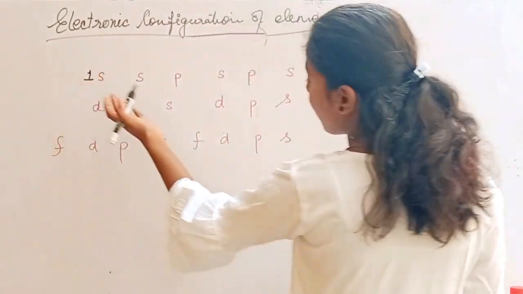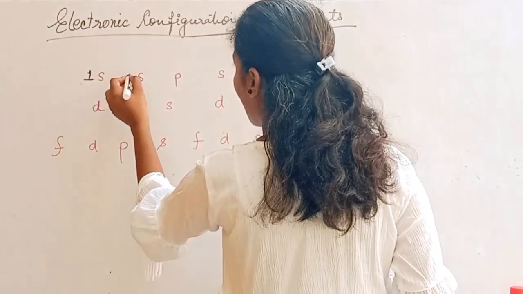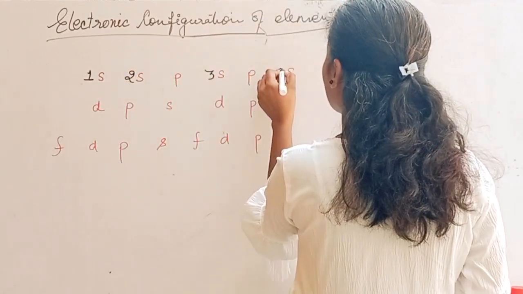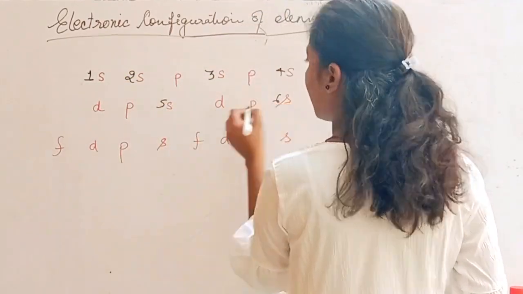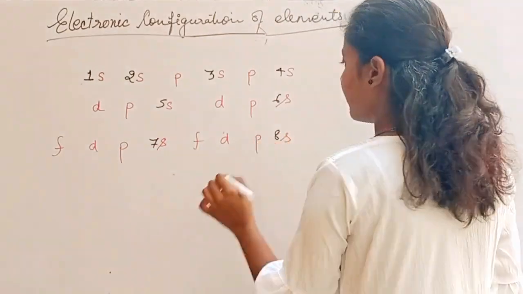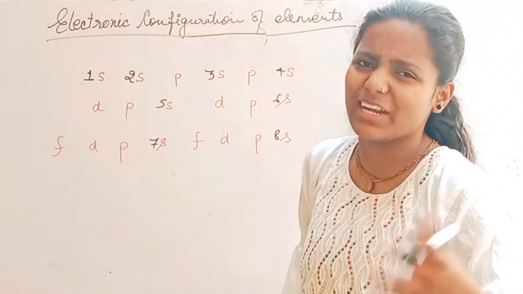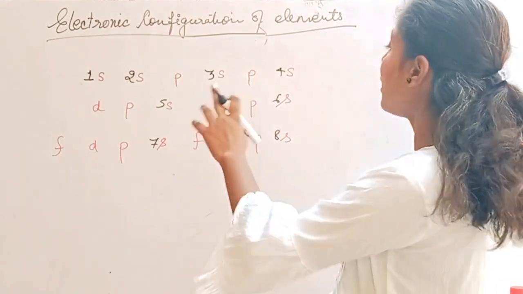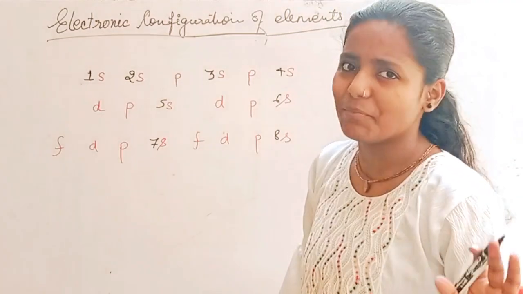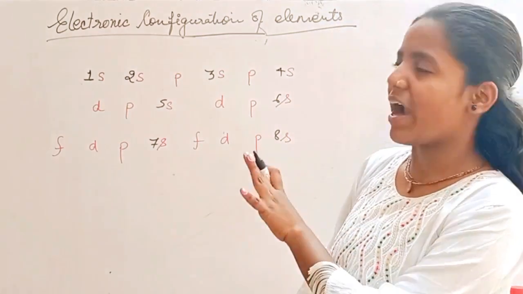over here, and every S I'm going to number it out. 1, 2, 3, 4, 5, 6, 7, and 8. Clear? Now here your 8S doesn't exist yet, but it could come in the future. So I'm just writing it for your understanding.